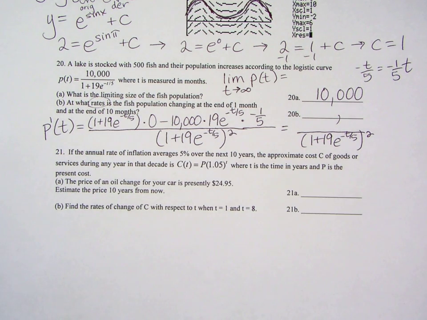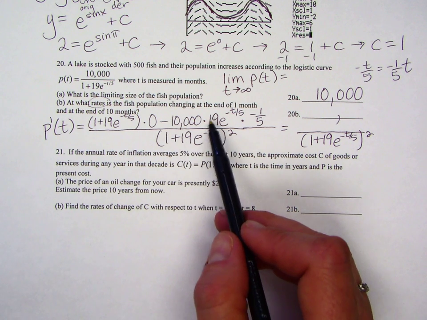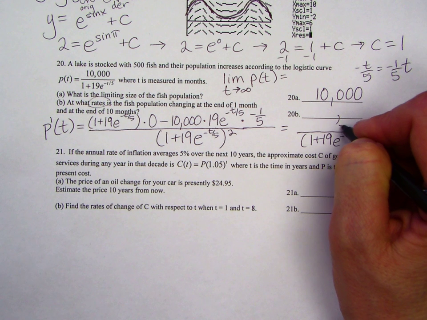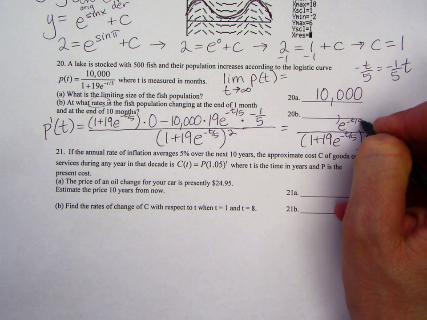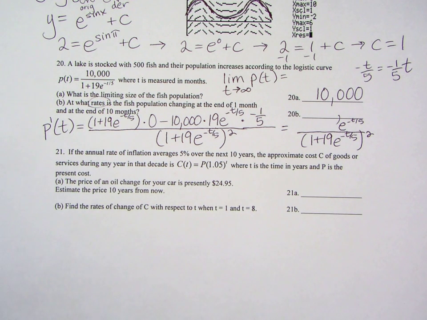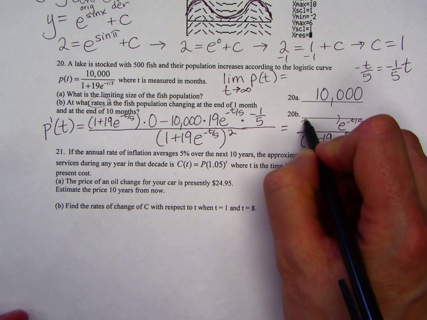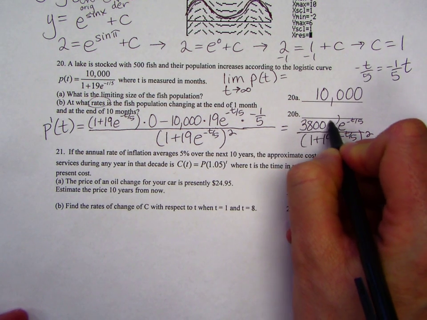Decide what, because we got a negative 10,000, a 19, and a negative 1/5. We can multiply those all together and make this something e to the negative t over 5. Okay. Decide what that something would be on the top. Did you get 38,000? Okay.